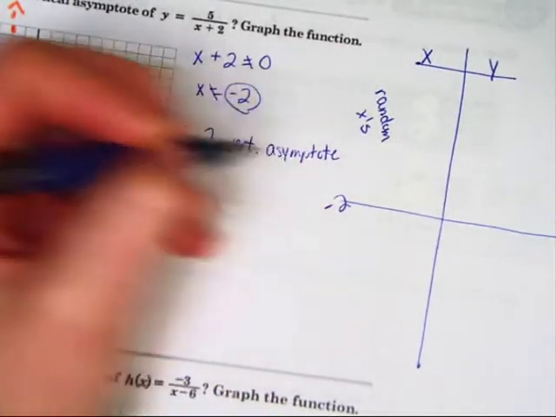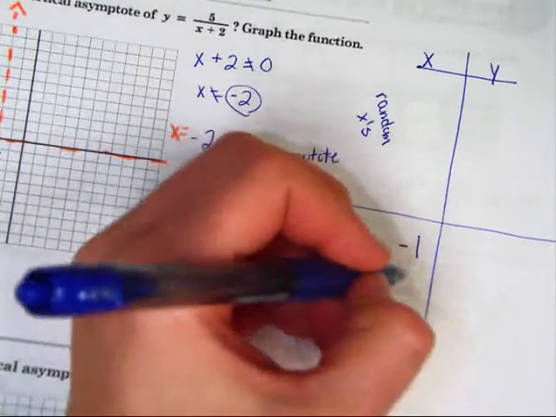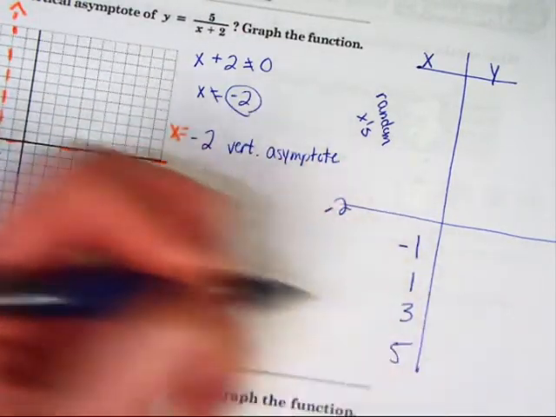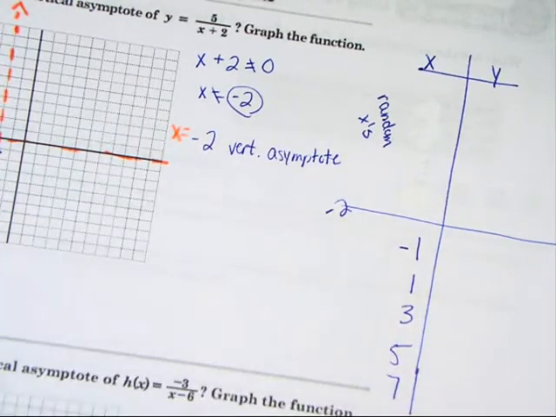So what's a little bigger than -2? -1. And then skipping by 2. A little bigger would be +1, a little bigger +3, a little bigger +5. You can continue with that. You can go to +7. And this is just so we can get a nice graph.